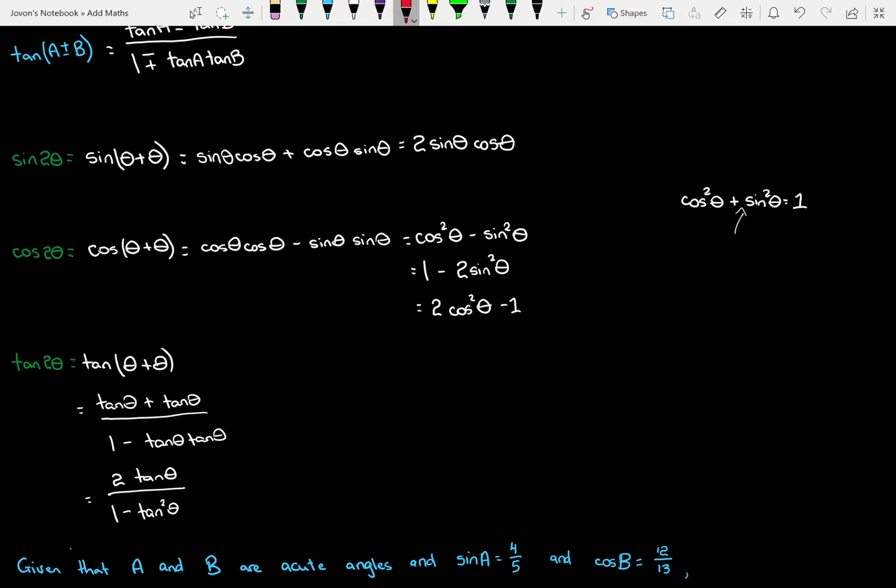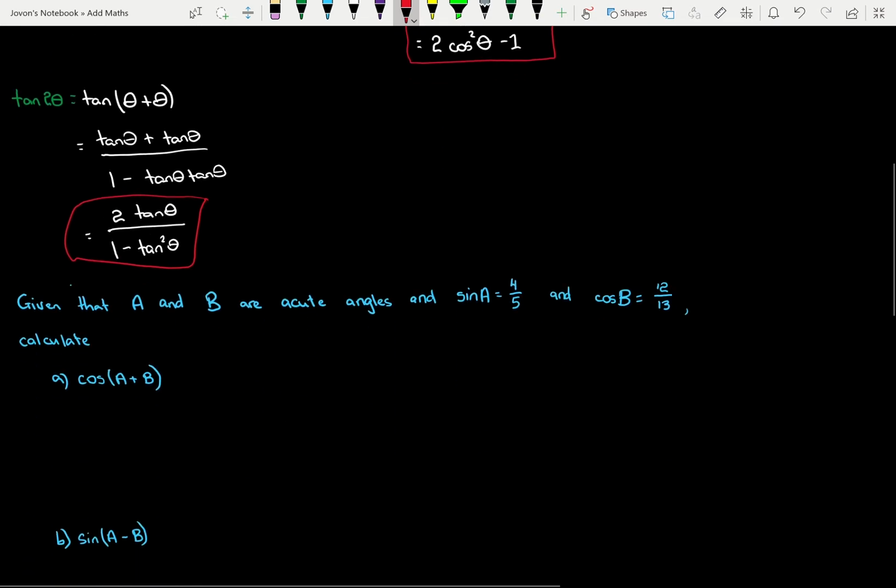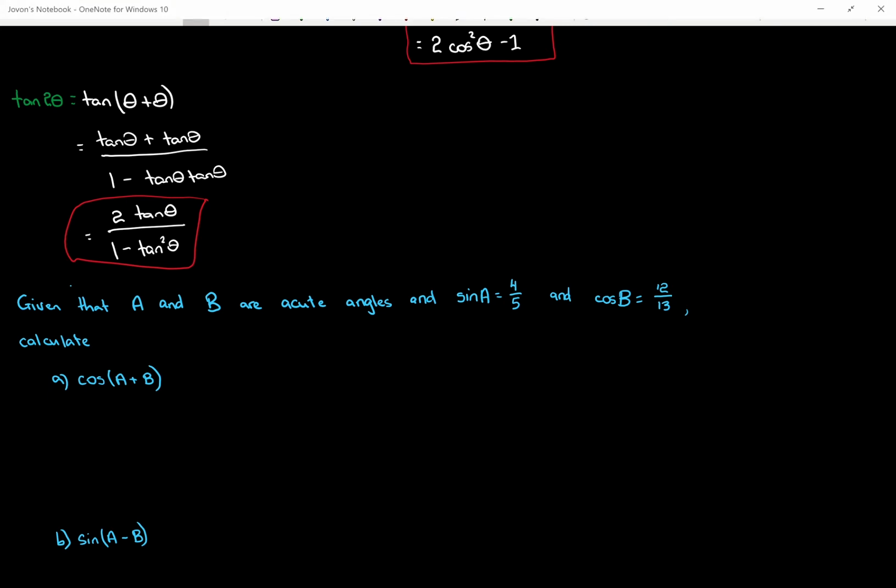Okay, and these are important, you need to know this. So tan 2 theta is 2 tan theta over 1 minus tan squared theta. Cosine 2 theta has three different iterations. It's cosine squared theta minus sine squared theta, 1 minus 2 sine squared theta, and 2 cosine squared theta minus 1. Okay, and then sine 2 theta is equal to 2 sine theta cosine theta. Okay, and with that, let's try some questions to understand what we just learned.